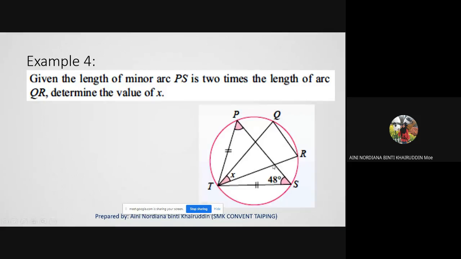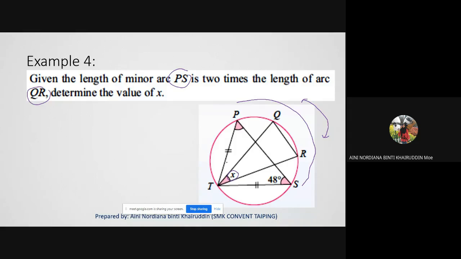Example 4. So, given the length of minor arc PS is 2 times the length of arc QR. PS is 2 times. As you can see, PS lagi besar daripada QR. 2 times. So what is the angle of X? Or what is the value of X?